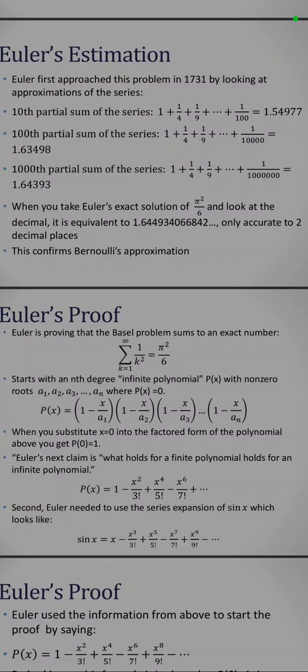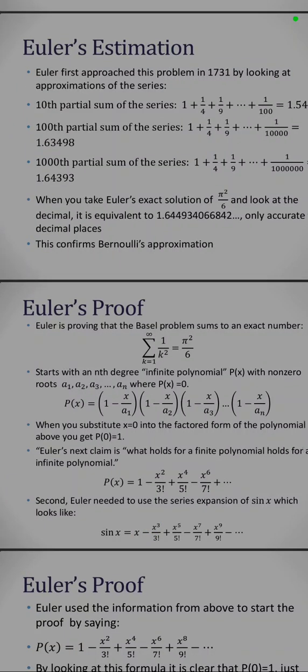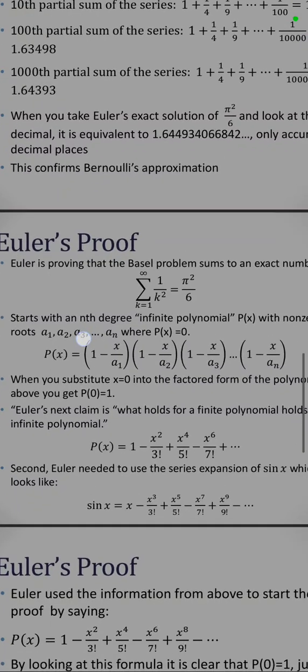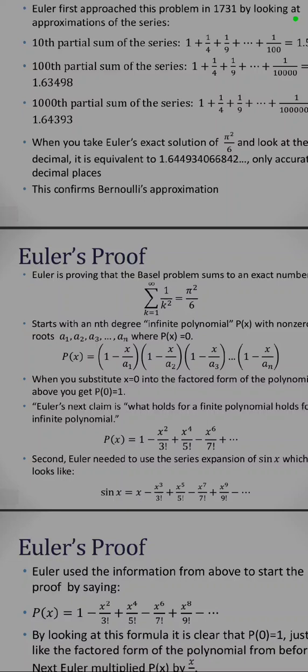This statement here holds, but I don't understand on what grounds Euler is saying this. But let's move on. For example, in this, p(x) equals 1 minus x square upon 3 factorial. I'm assuming you guys know what factorial is, plus x power 4 upon 5 factorial minus x power 6 upon 7 factorial. For x equal to 0, p(0) would be 1 here also.